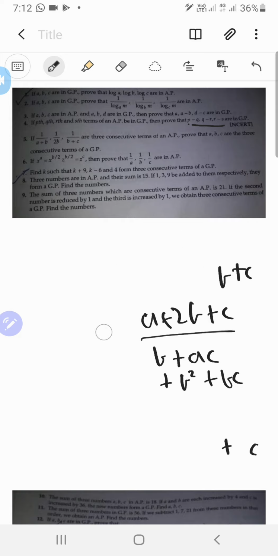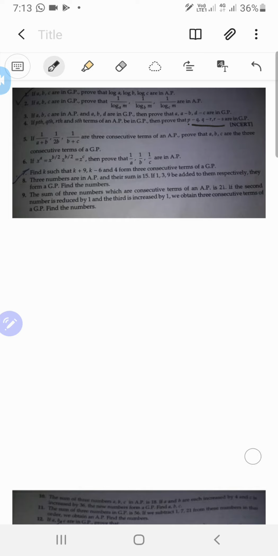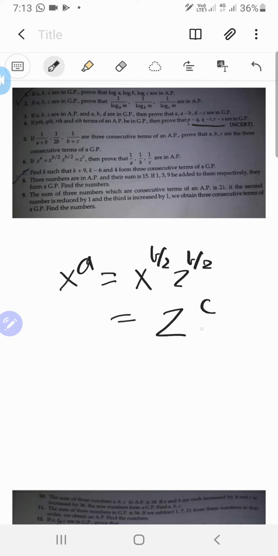Cool. Let's go to the next question. If x to the a is equal to y to the b by 2 into z to the b by 2, which is equal to z to the c, then prove that 1 by a, 1 by b and 1 by c are in an AP. Wow, I was not expecting this. Okay, cool.